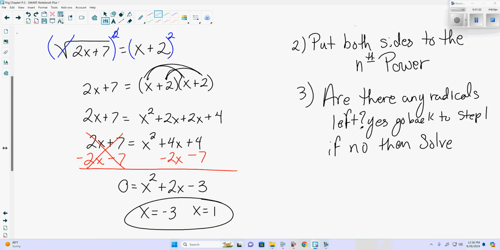If there's more than one, even them out. If not, get it by itself. Put both sides to the nth power. And then we check step 3 to see if there's any radicals left. If not, solve. If there are, we repeat the process again. And we keep going through that till all the radicals are gone. Now, for this here, we only had to do this once and we could solve.